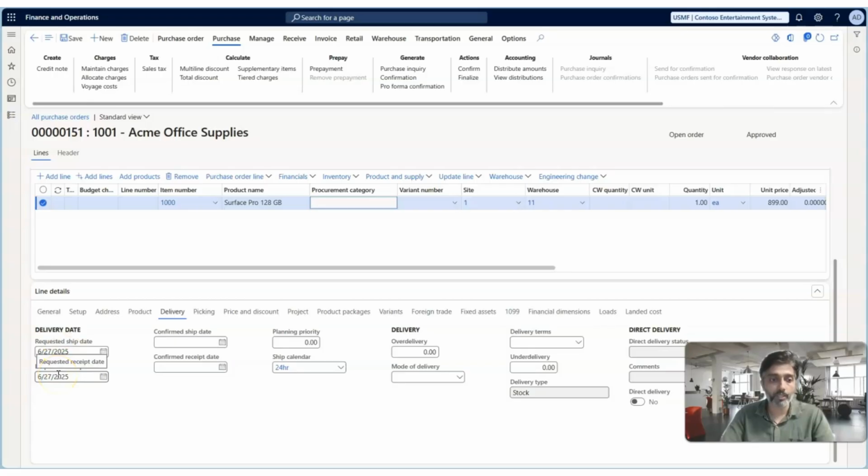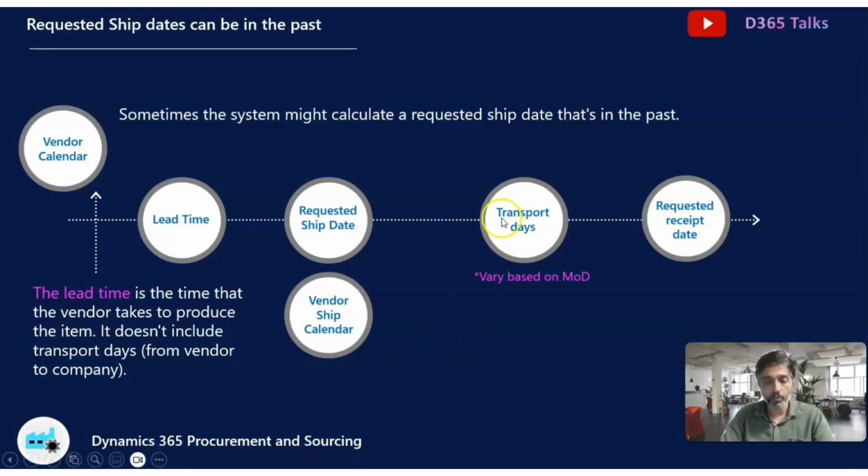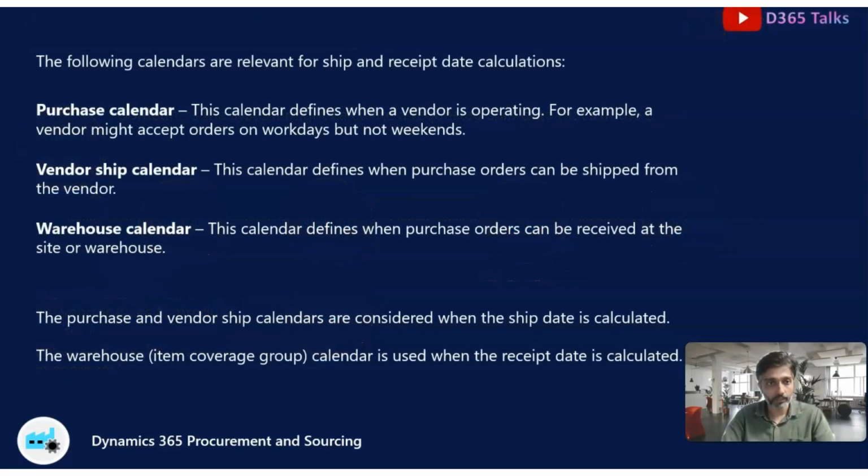So system is assuming that we'll be able to ship and receive on the same day. So ideally that will not be the case. So we need to configure the transport days and the warehouse calendar. So probably we will do that in the next episode, in the part 3. And then probably we will see if we can quickly get into any of the scenarios which will help you to understand this concept much better.